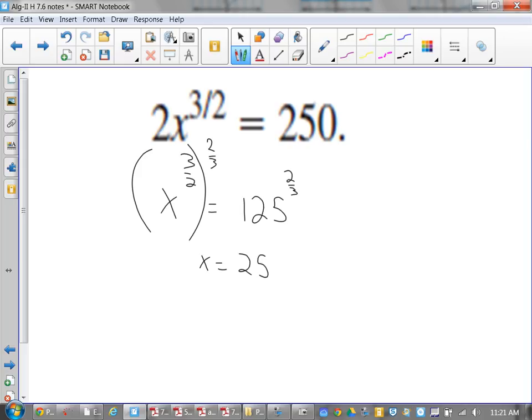Yep, you substitute back in 25 to the 3 halves. Well, that means what's the square root of 25? 5. What's 5 cubed? Then double it. Does it work? Only worry about positive answers. Yes, because you're taking a fractional exponent, you're not doing plus minus on this one. If it was to the 4th, you took a 4th root, then you have to go plus minus. In this case, fractionals, you're just looking at literals.